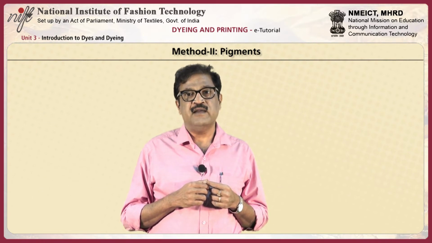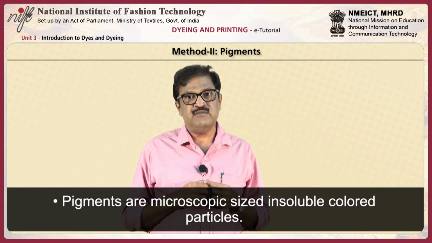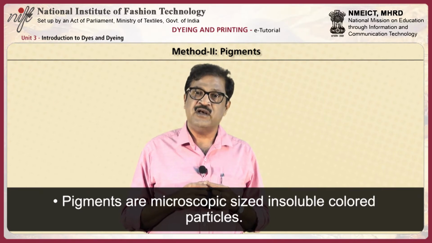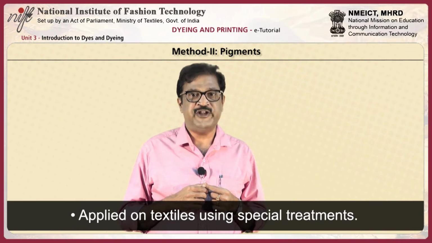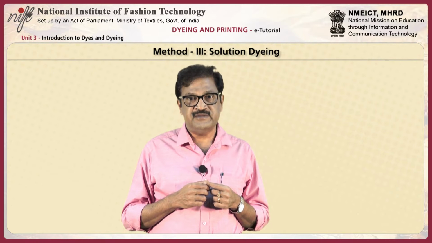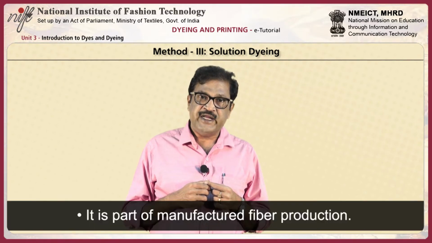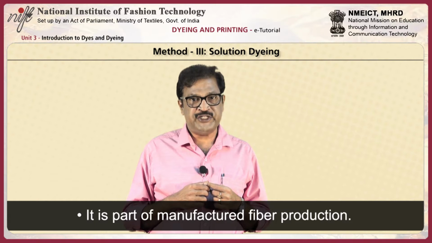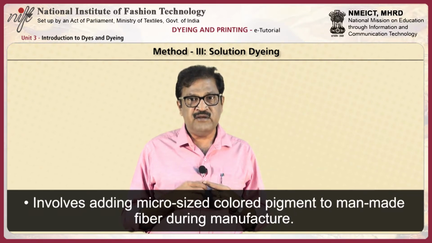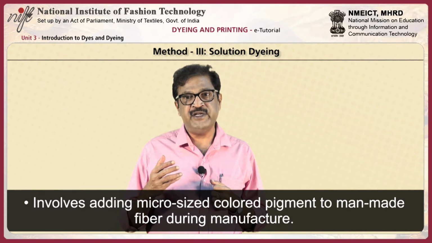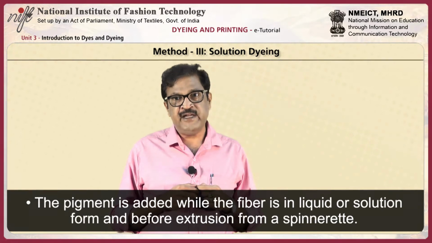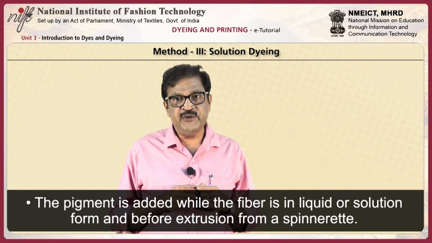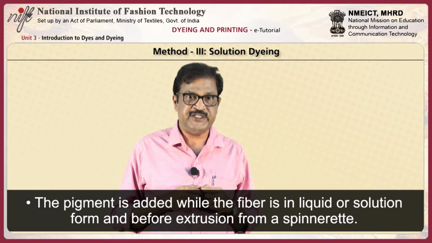Method 2, pigments. Pigments are microscopic sized insoluble colored particles applied on textiles using special treatments. Method 3, solution dyeing. It is part of manufactured fiber production, involves adding micro-sized colored pigment to man-made fiber during manufacture. The pigment is added while the fiber is in liquid or solution form and before extrusion from a spinneret.